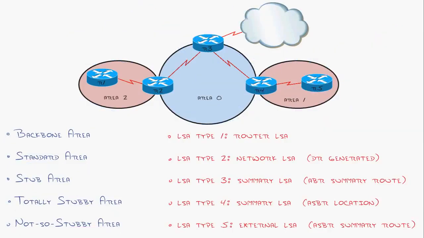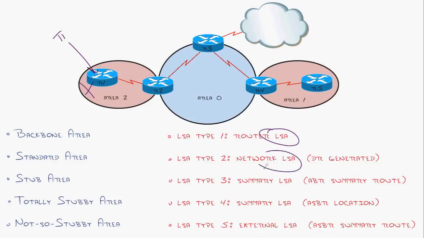Understanding those area types makes understanding the LSAs so much easier. First off, LSA, what's that? Link state advertisement. It's a router's way of communicating information in OSPF. So for example, router 1's plugged into some networks. It wants to tell people about it. It's going to generate a type 1 LSA because it's a normal router. It's going to say, hey everybody, I'm router 1. I'm plugged into these networks. Add them to your link state database.